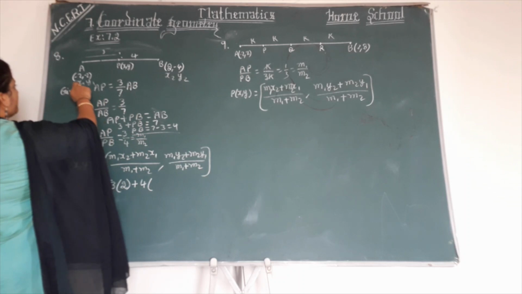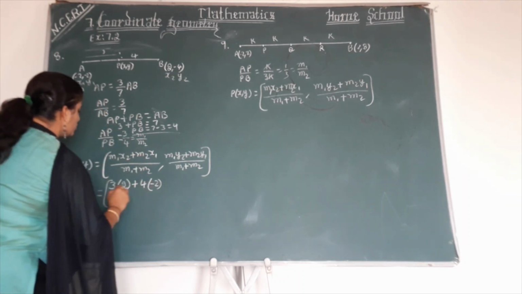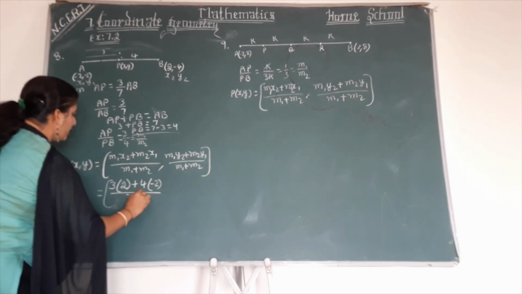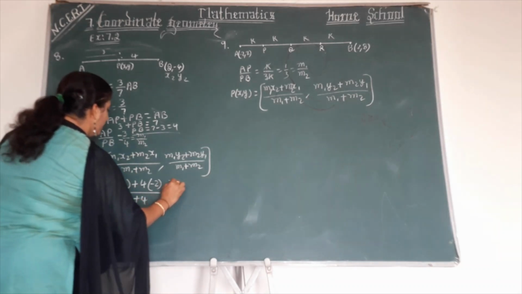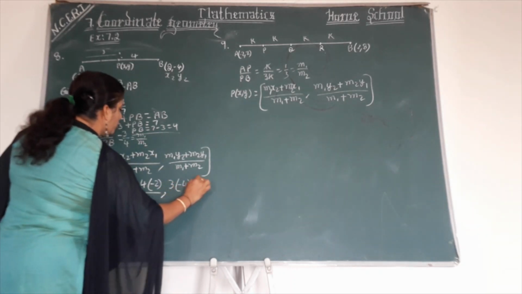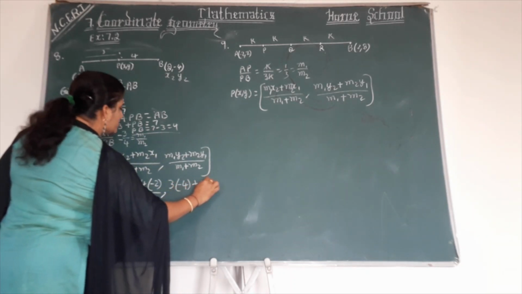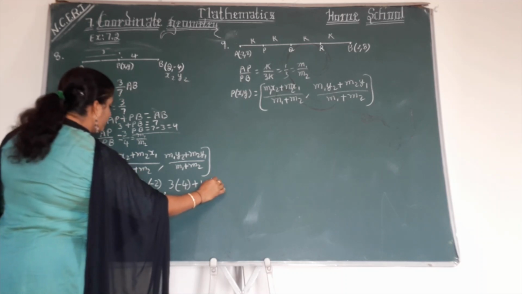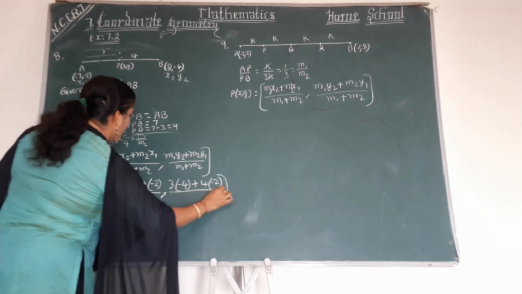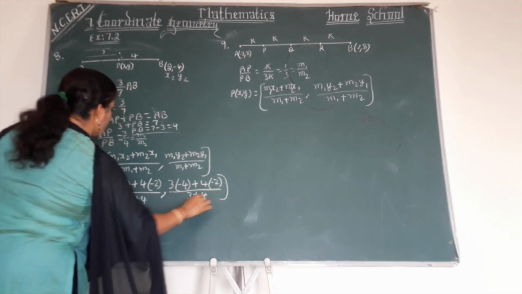X1 value is minus 2, by M1 plus M2, 3 plus 4. Comma, 3 into what is your Y2? Minus 4. M2 value is how much? 4. Y1 value is minus 2, by 3 plus 4.